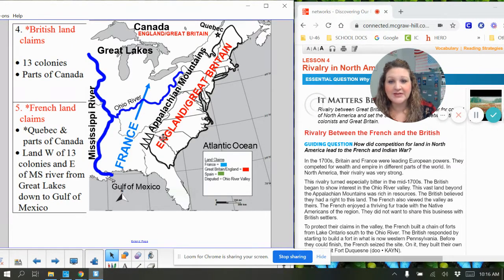Now, they're also disputing over the Ohio River Valley, which is this land around the Ohio River, okay? And this is where France has claims, but Great Britain wants to have control over that. And we're going to talk about why everybody wants control over this Ohio River Valley as we move forward. I'm going to pause there a moment in case you didn't have a chance to write that information in.